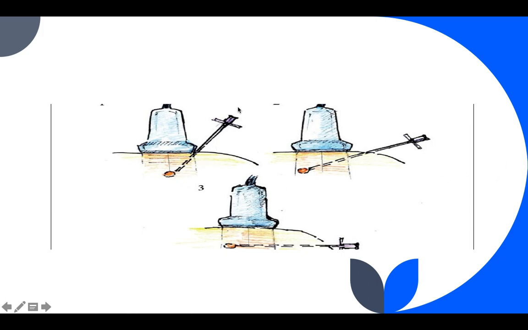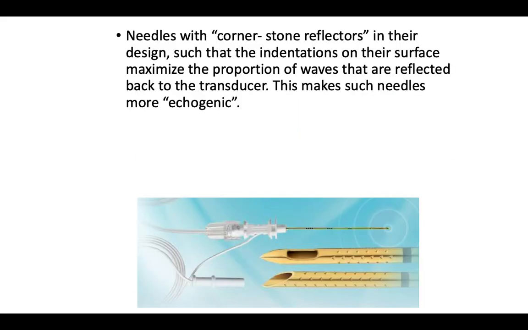Suppose the angle of the needle is more, then it is difficult to visualize, but if it is parallel, it is better visible. Why does it happen? When the angle between the probe and needle is more, some of the waves go away from the probe, so the needle is not properly visualized. But if it is parallel to the probe, all the reflected waves go back to the probe, and you can easily visualize the needle. You can use needles with corner stone reflectors, that is echogenic needles, and they are available in the market.